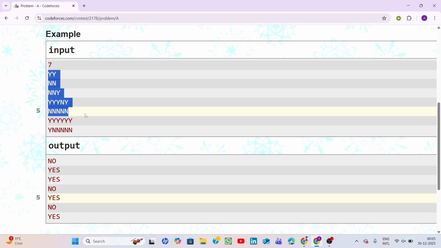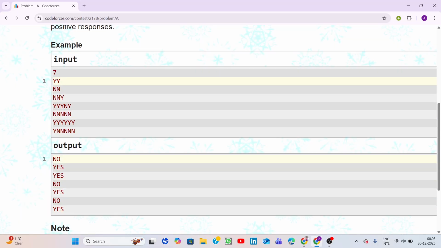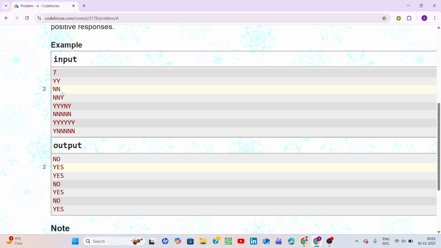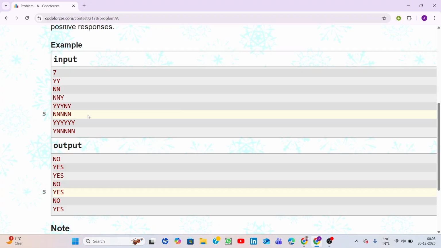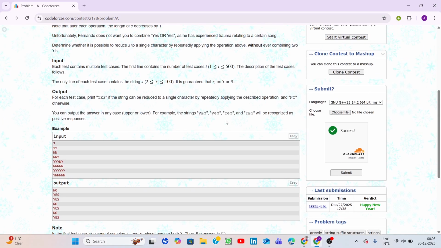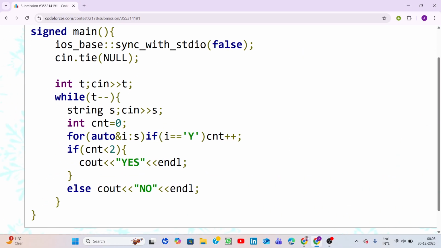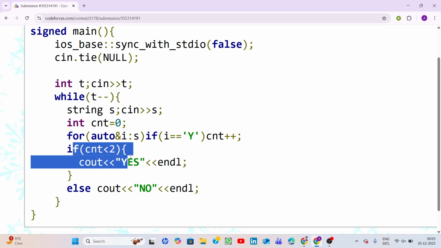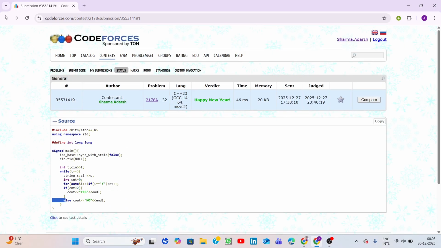That's a very straightforward question. You just need to go through each string and check whether the Y count is less than 2. If the Y count is less than 2, print yes, else no. It's a very straightforward code. We just iterate over the string, and if the given character is Y, we increase the counter variable. If the counter is less than 2, then yes, else no. That's what is asked in this question.